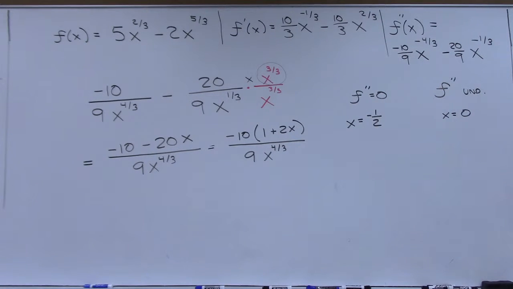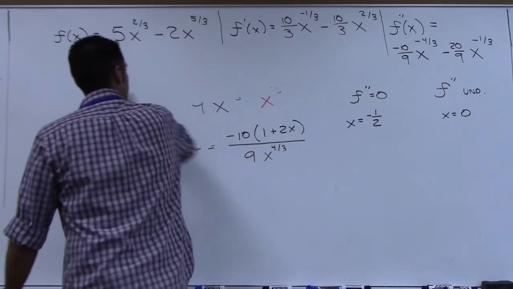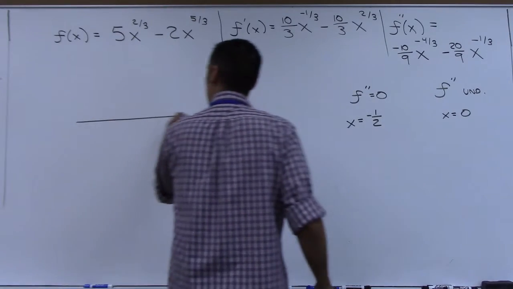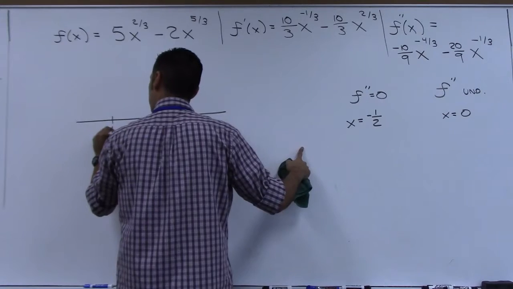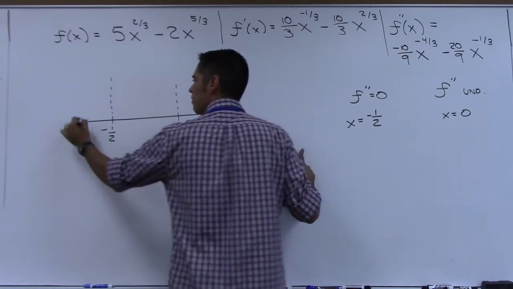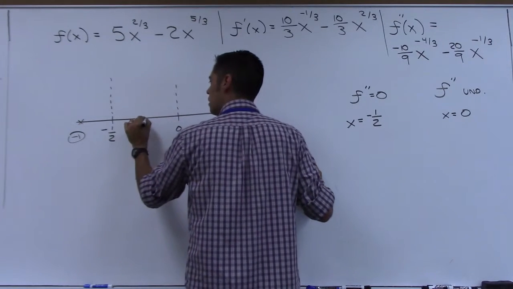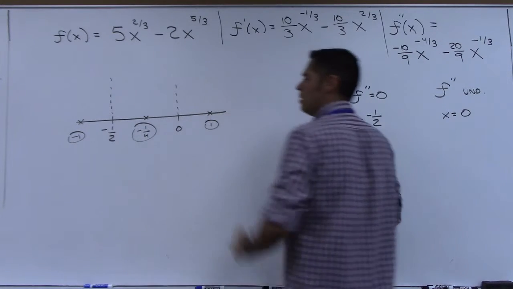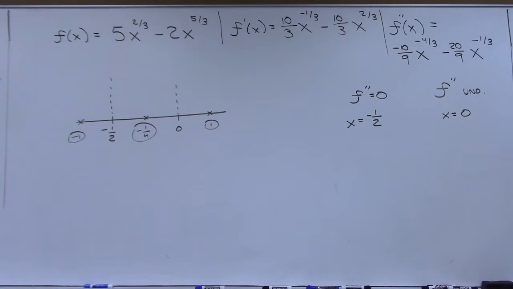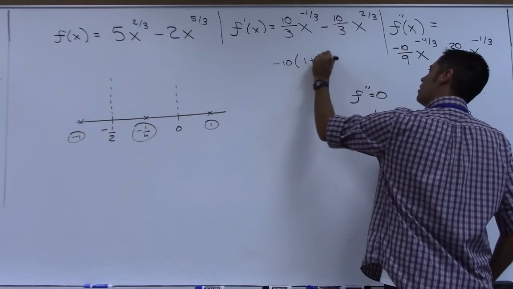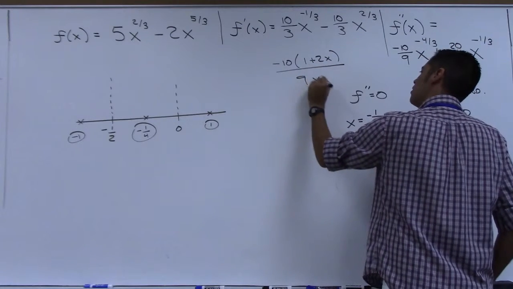So we have two critical numbers again for this one. So what do I do with those? Number line, right? Make sure they're in order: -1/2, 0. Pick some test points: -1, negative 1/4, and 1. Where do I plug those in? The second derivative. I erased it. It was negative 10, 1 plus 2x over 9x to the 4/3, right?